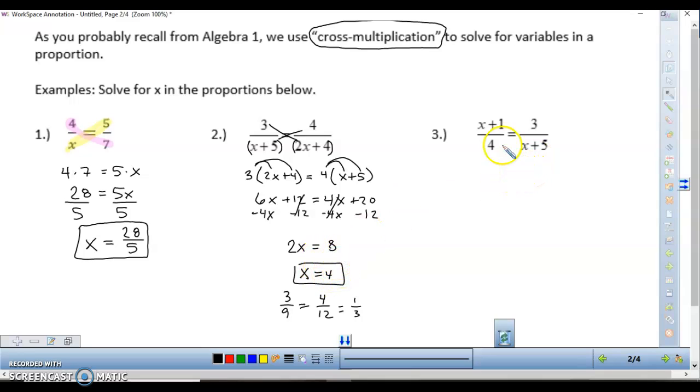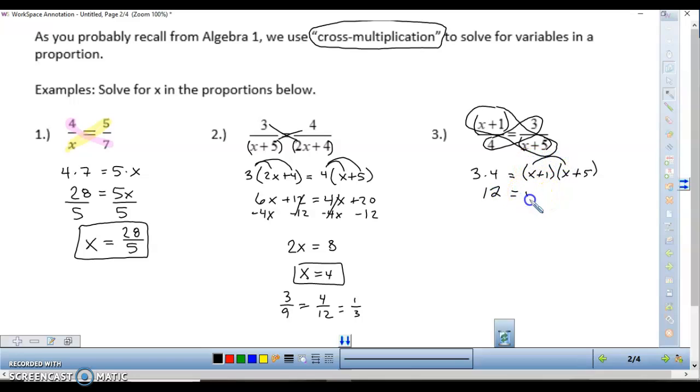Right, in example 3, things get a little bit harder because you'll notice when I cross multiply, the 4 times 3, that's no problem. I'm just going to get 12. But when I multiply x plus 1 and x plus 5, you'll notice I'm going to get a quadratic, and I'm going to have to actually FOIL that together. So a little gross looking there, but what we have is 3 times 4 is equal to x plus 1 times x plus 5.